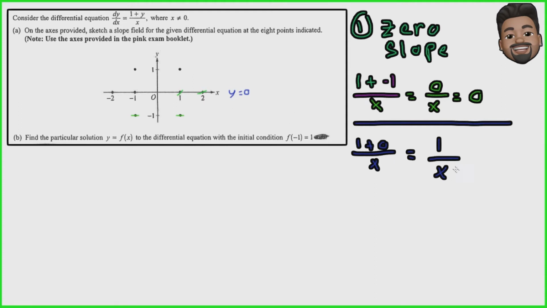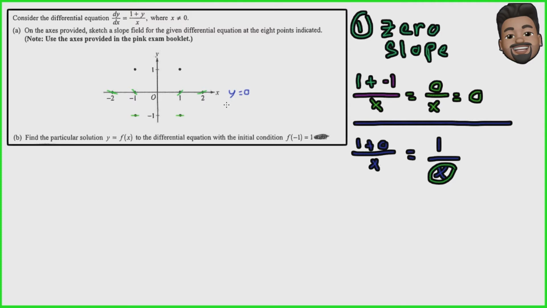If I plug in -1 into here, this is going to become -1. So a slope of -1. And if I plug in -2, 1 divided by -2 is -0.5. So again, my slope is going to be more horizontal because it's getting closer to 0, but it is negative. So see how I completed these 4 rows really efficiently by holding one of these variables constant, and then I can plug in the rest.